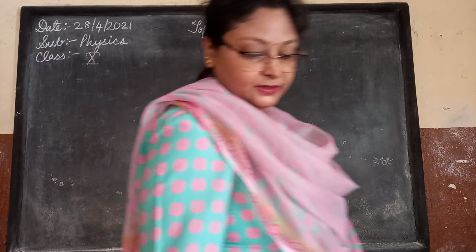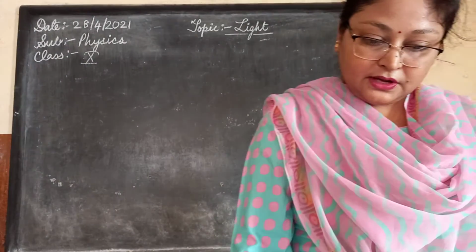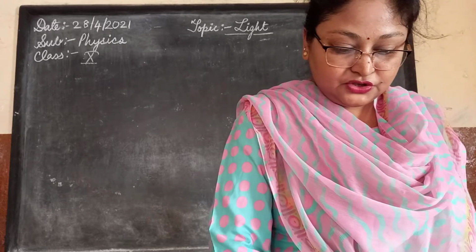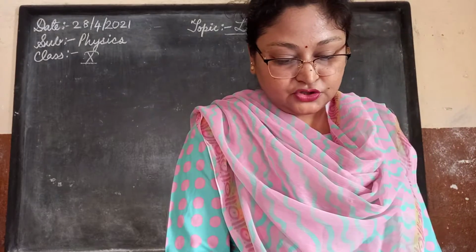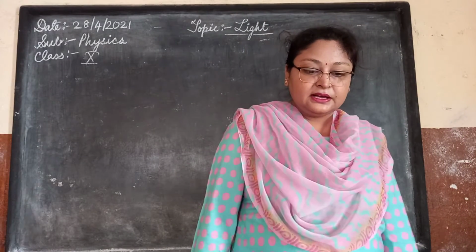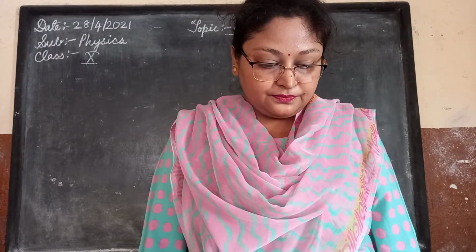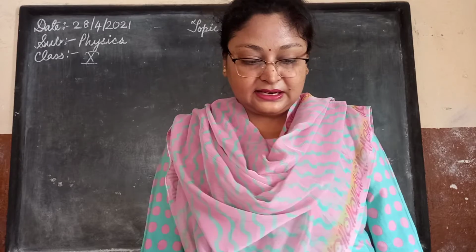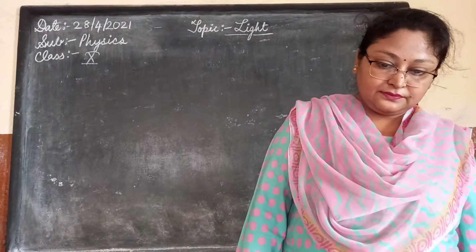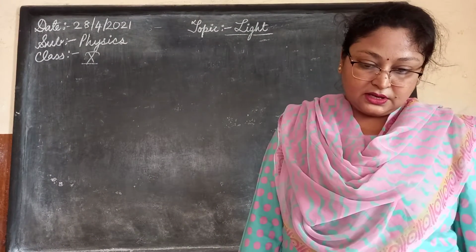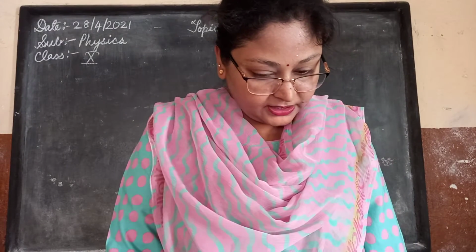Next, in this topic we will continue with the sign convention for the reflection of spherical mirrors. I will tell you that the object is placed on the left hand side of the mirror, and how the sign conventions are used. Let us revise this topic.